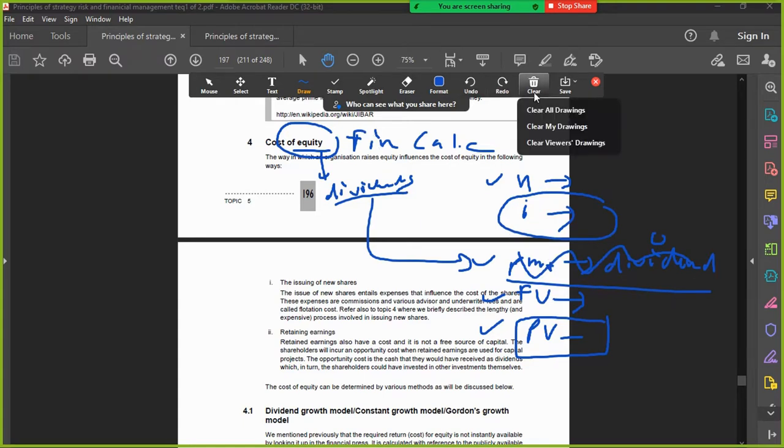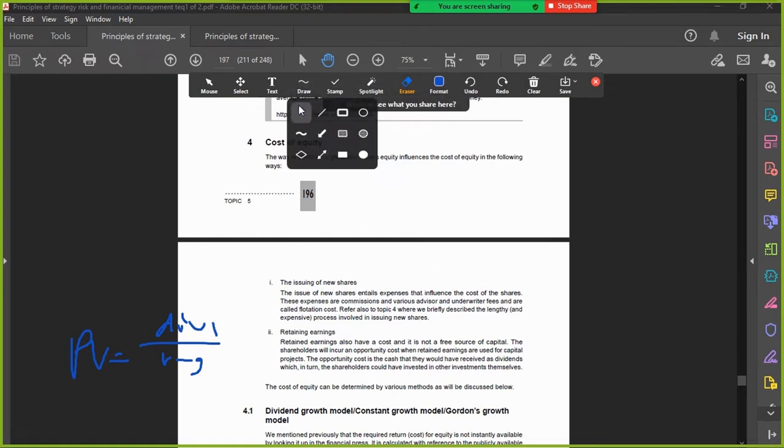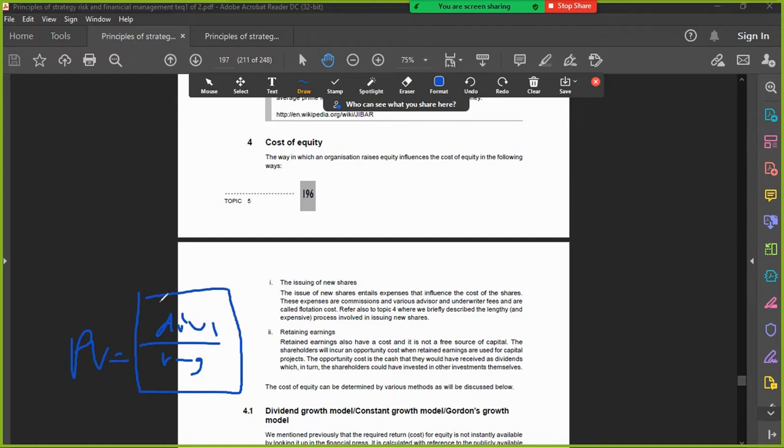The Gordon growth model is just this: PV equals dividend 1 over R minus G. That's the formula. There is no way of doing this on the calculator other than typing it in. This is used when we have constant growth.